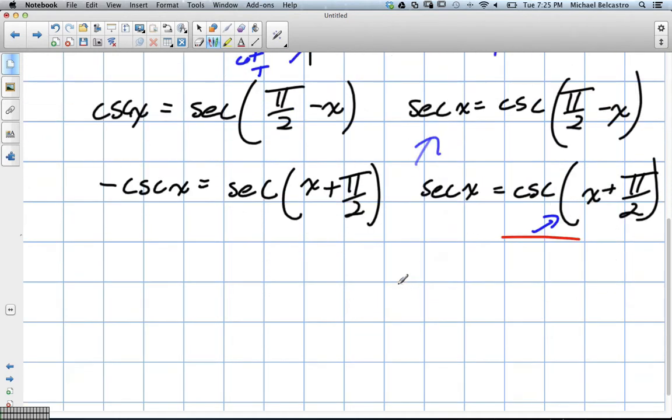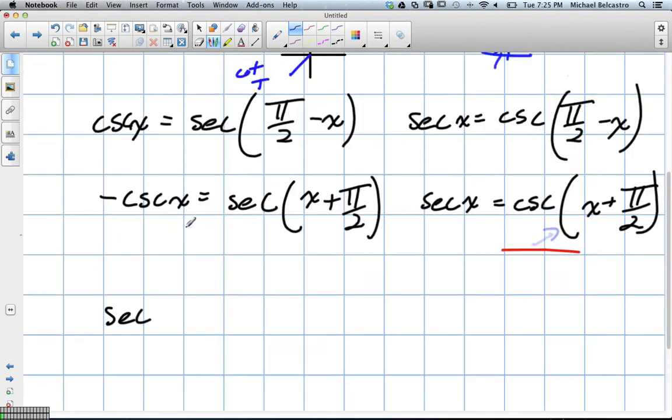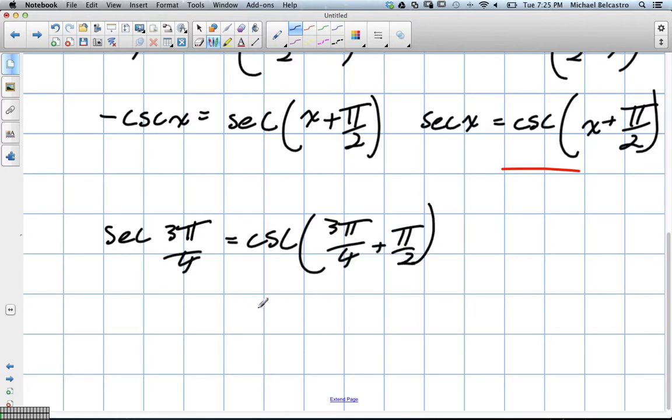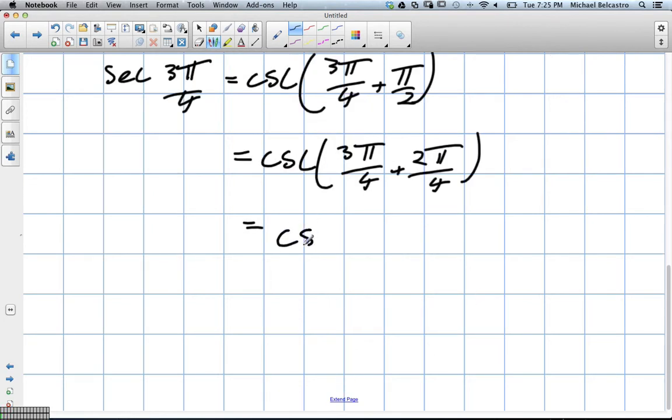Okay. So algebraically, we take secant 3 pi over 4, which is equal to cosecant of that same value, 3 pi over 4 plus pi over 2. And we'll work with the right side of the equation. Cosecant is then equal to 3 pi over 4 plus 2 pi over 4, which gives us cosecant 5 pi over 4.